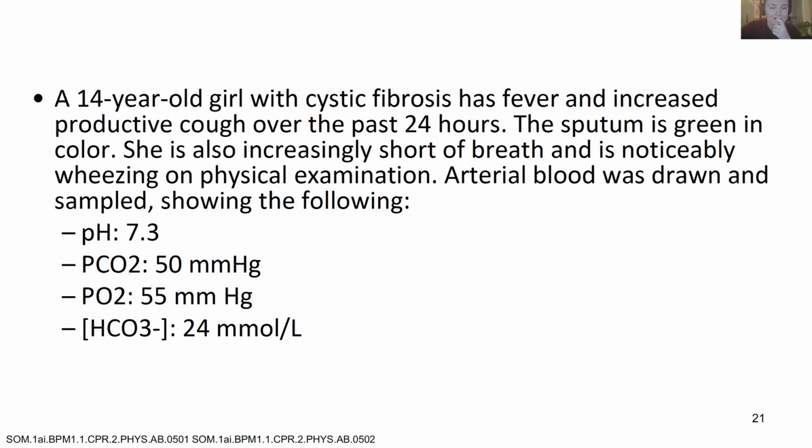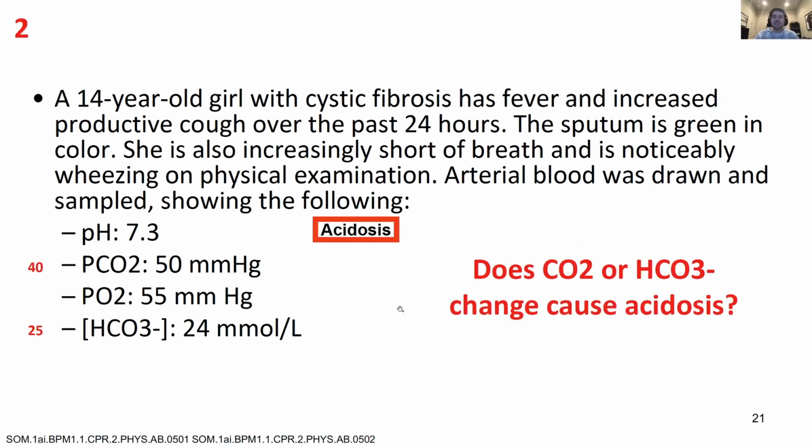Yeah, I should have pointed that out. So when you talk about PCO2, that's carbon dioxide that you're breathing. So that variable is going to correlate directly to respiratory acidosis or alkalosis. Your bicarb is going to correlate directly to your metabolic acidosis or alkalosis. Okay, so we know we have acidosis. So then we ask ourselves, which variable is causing the acidosis? So then we look at these.